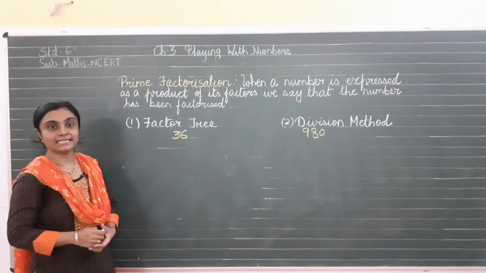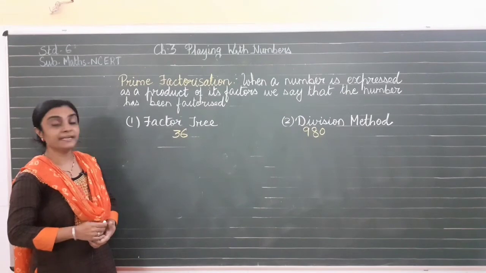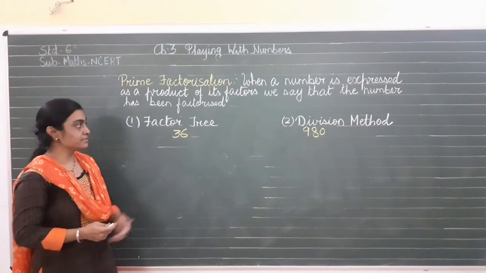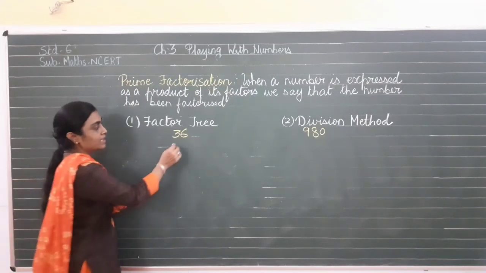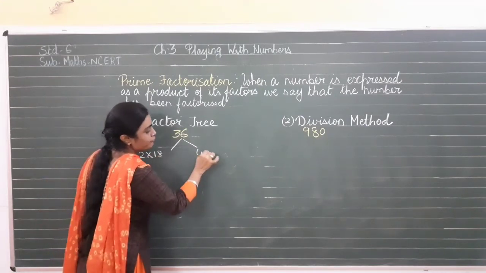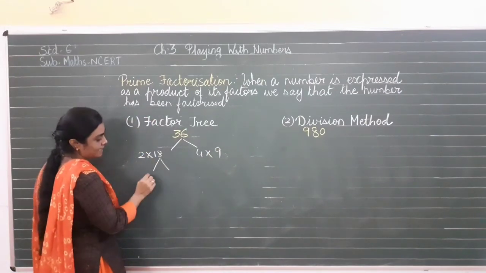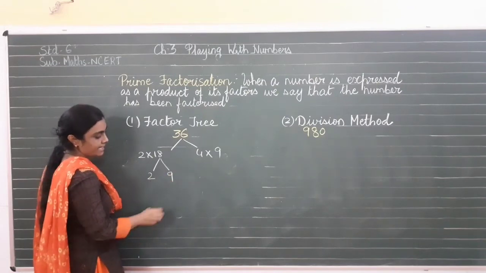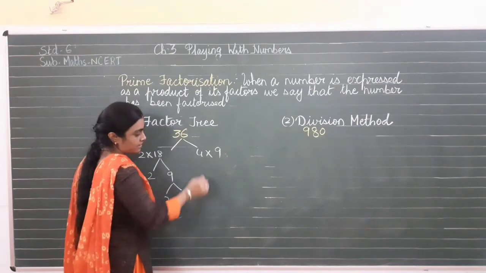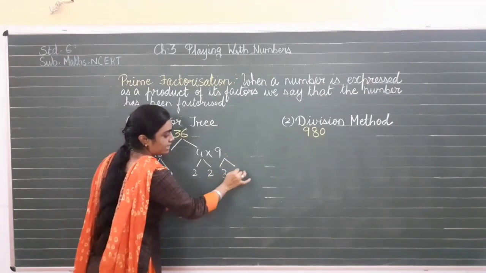We will move to prime factorization. When a number is expressed as a product of its factors, we say that the number has been factorized. A number is given, we have to express it as a product of its factors. First method is the factor tree. Now 36 can be written as 2 18s are 36 and 4 9s are 36. Now 18 can be expressed as 2 9s are 18 and 9 can be expressed as 3 into 3. 4 9s are 36. 4 can be expressed as 2 into 2 and 9 as 3 into 3.